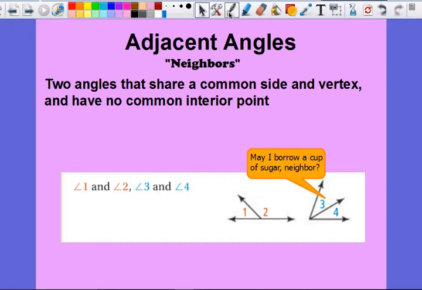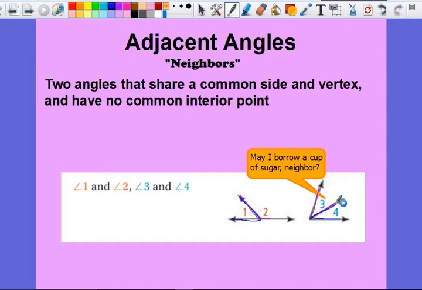So if you look down here at the picture below, you have angle 1 right here and angle 2 right here. They are right beside each other, but there's not one inside of the other. Same thing with 3 and 4. You have 3 here and you have 4 here.